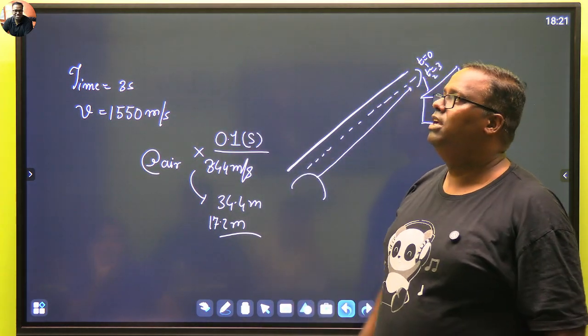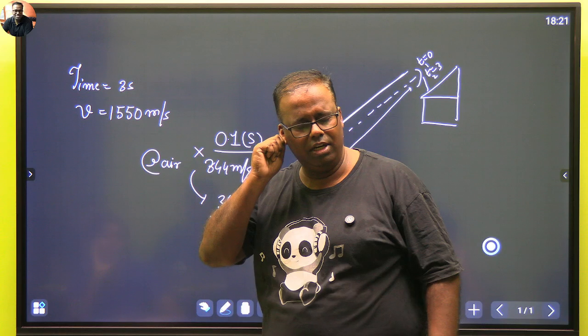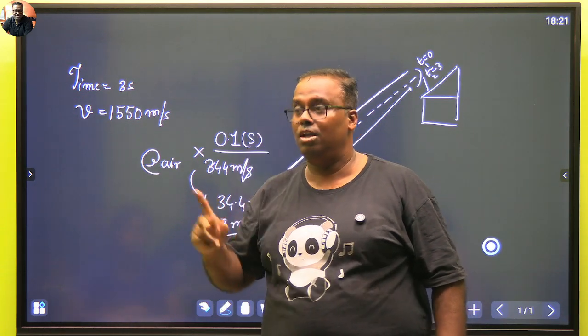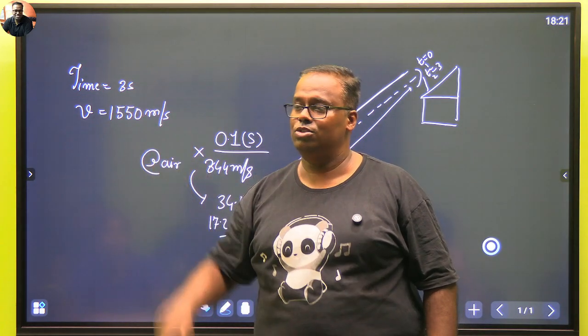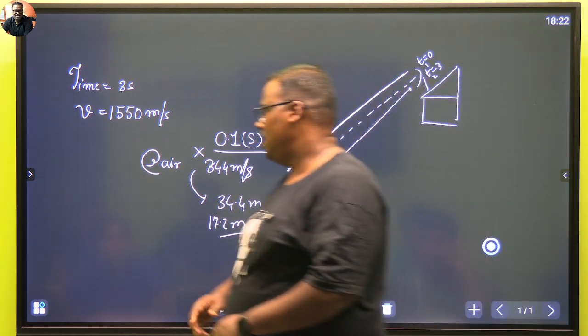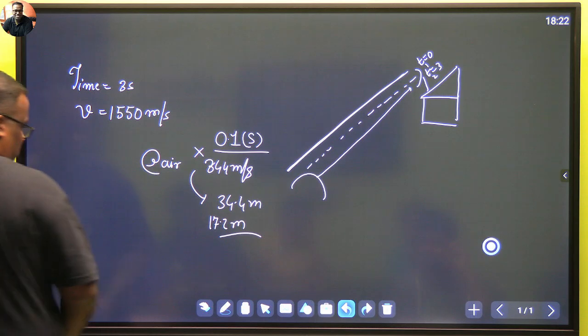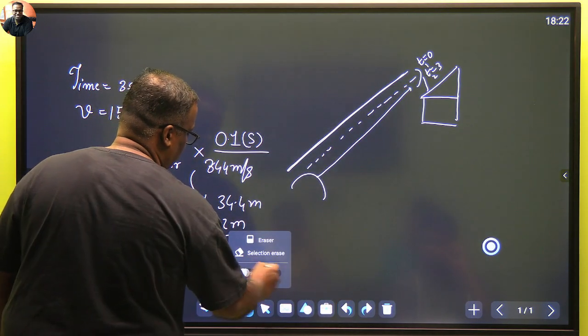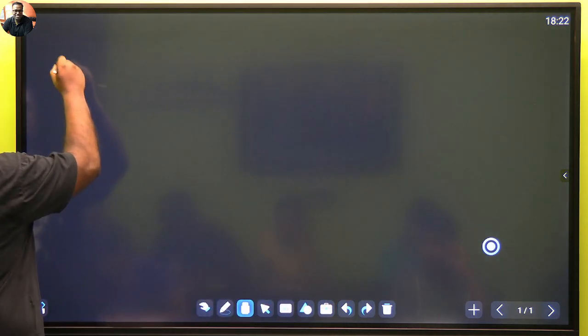Always remember, when you're calculating for the hearing, use the speed of sound, and when you're calculating for vision, use the speed of light. ठीक है? Okay. अब आ जाते हैं हमारे last concept में of this chapter, which speaks about ultrasound and applications of ultrasound.